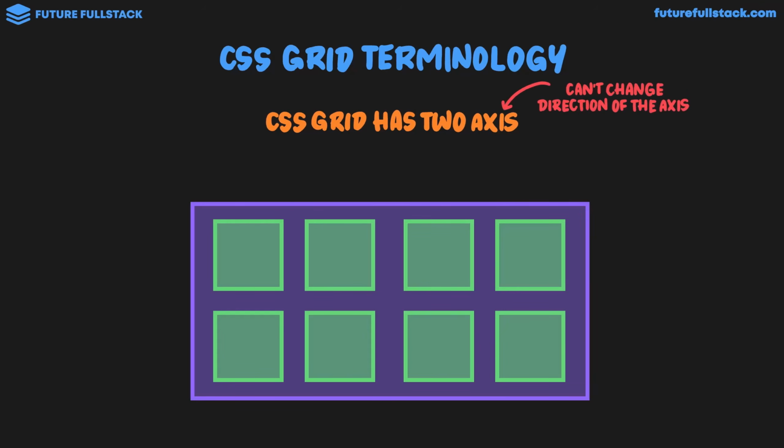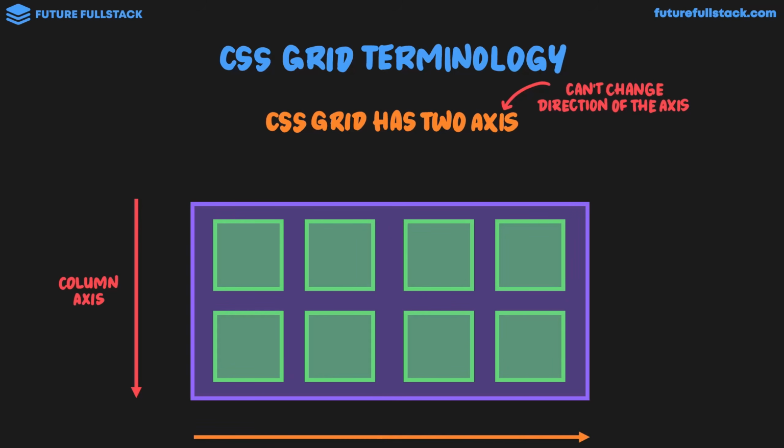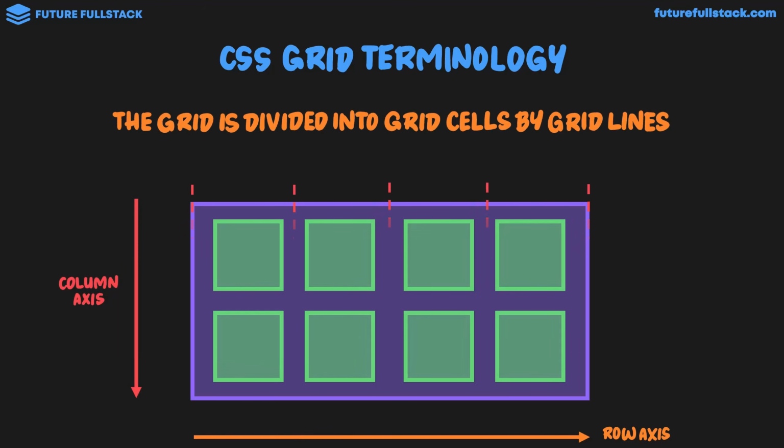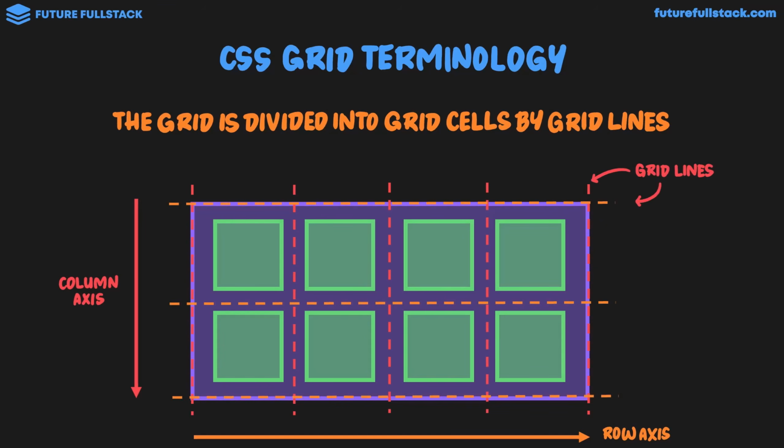CSS Grid has two axes, and very different to Flexbox, we can't change the direction of the axes. The vertical axis is known as the column axis, and the horizontal axis is known as the row axis. The grid is divided into grid cells by grid lines. You can see vertically and horizontally, we have grid lines. And these grid lines divide our grid into grid cells.